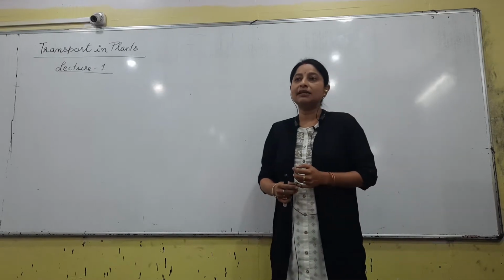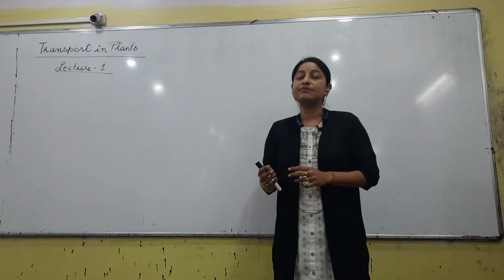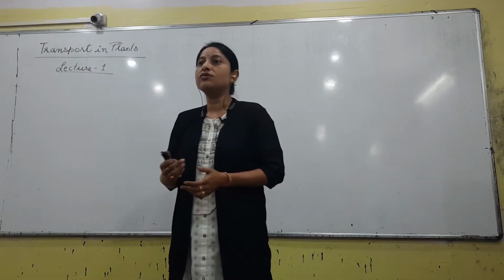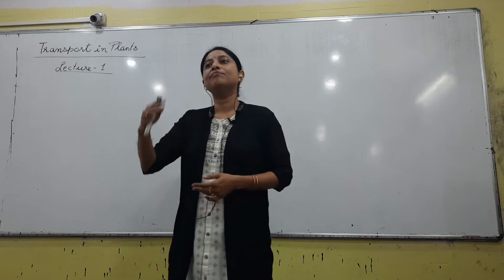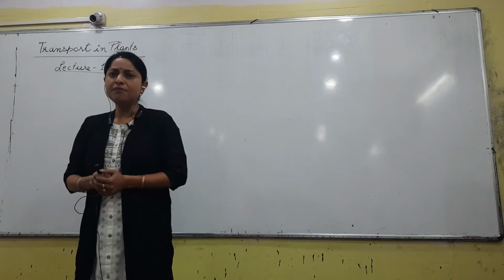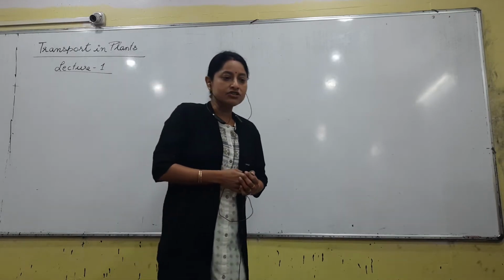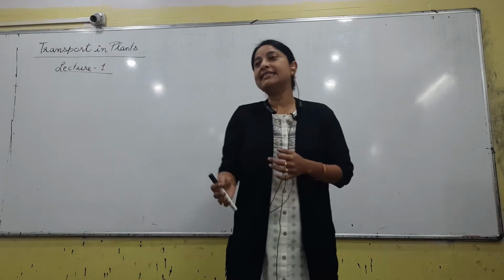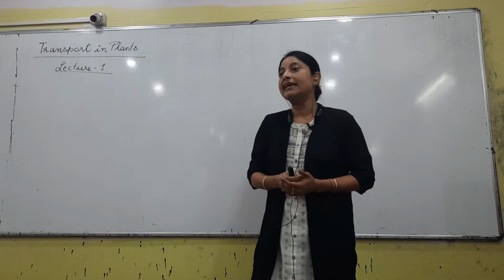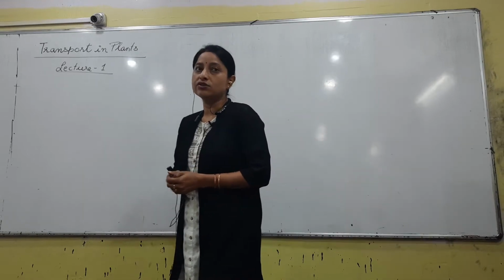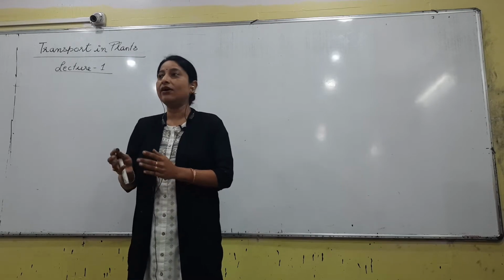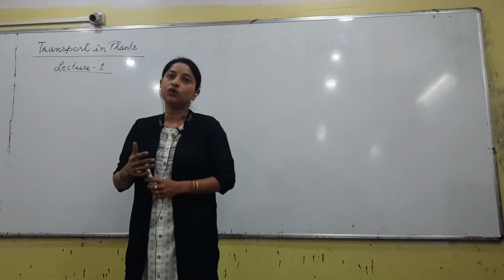Short distance transport means we are talking about the transport of certain substances from one cell to the next cell, and the other one is long distance transport. Long distance transport means the entire plant body. So two types of transport could be seen in a plant. Short distance transport from cell to cell happens by certain physical processes, like I think you have heard about diffusion, osmosis. So diffusion, osmosis, water potential gradient are the methods through which short distance transport occurs.